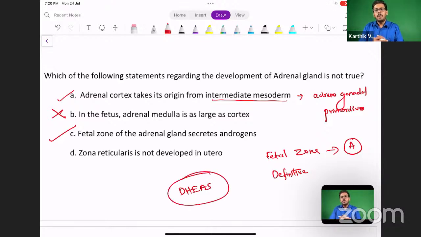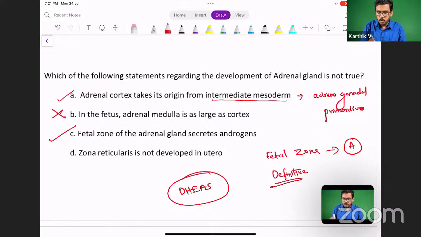And the definitive zone becomes active only after the second trimester, when the third trimester sets in, and it can produce aldosterone. A more differentiated area within the definitive zone, which we call the transitional zone, produces cortisol as well. So the definitive zone produces aldosterone, and the fetal zone produces the androgens.